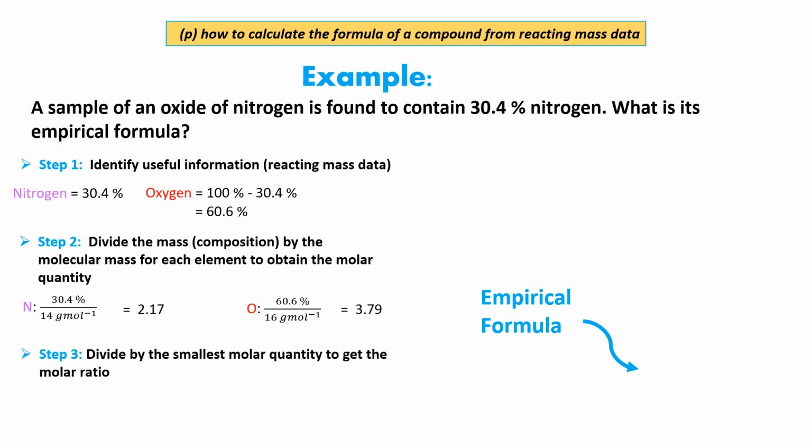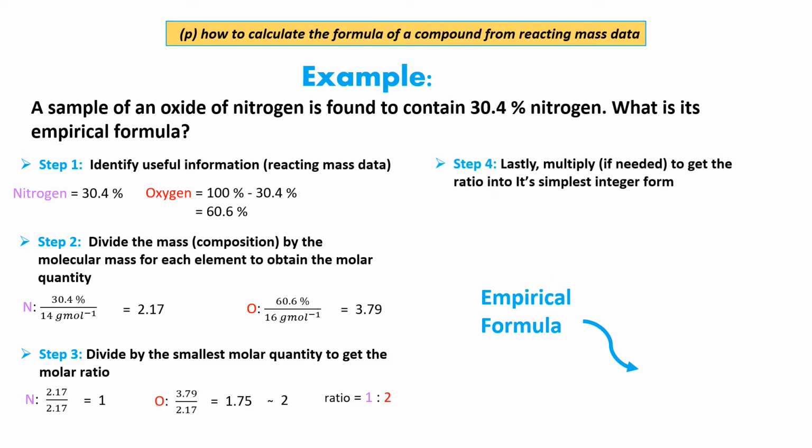The next step is to divide by the smallest molar quantity in order to get the molar ratio. The smallest molar quantity out of the two is 2.17. So you divide 2.17 by 2.17 for nitrogen to get 1, and you divide 3.79 by 2.17 for oxygen, and you get 1.75, which is roughly equal to 2. So you can see the molar ratio for this substance is 1 to 2.